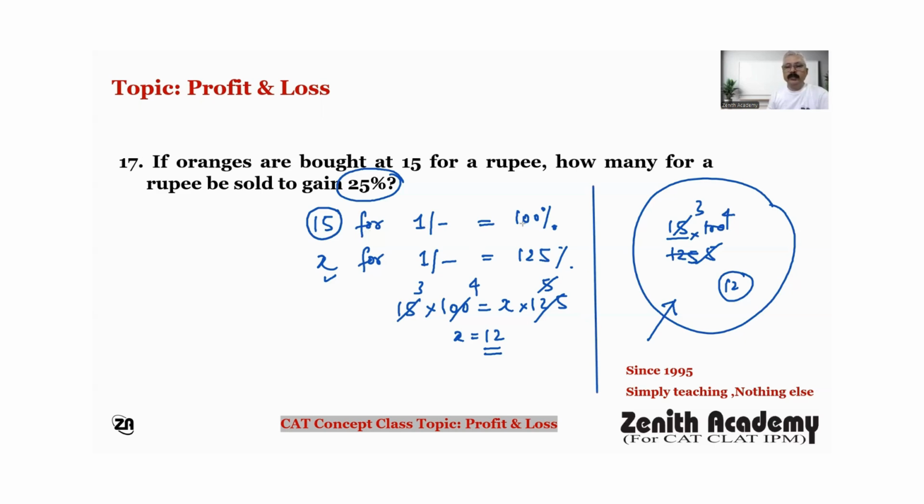15 for rupee 1, it is equal to 100%. Then what is equal to 125%? So simply do one thing. This 15 into 100 equal to X into 125 and get the value of X. Okay. So pause it and watch it again and again to establish the relations.